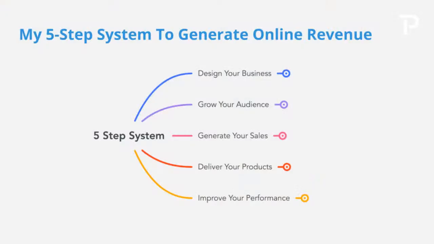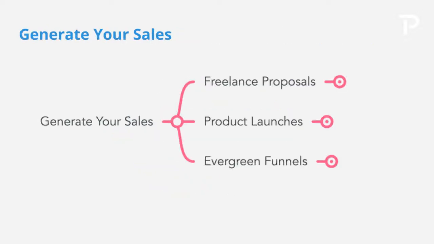So this is part of my 5-step system to generate online revenue. And this is the 3rd step and the 4th video in this series: how to generate your sales. And sales is the lifeblood of any online business. If you're looking at how to generate your sales, I break this down into 3 subsections: freelance proposals, product launches, and then evergreen funnels. You should be starting with freelance proposals, then product launches, and then evergreen funnels.